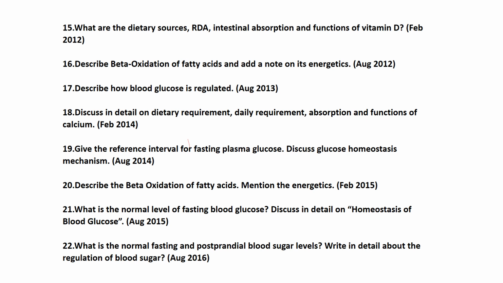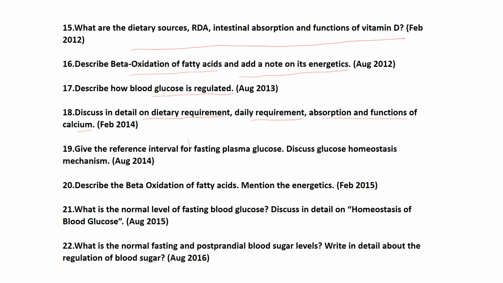So the next question is about what are the dietary sources and RDA and intestinal absorption of vitamin D. This is also repeated. And beta oxidation of fatty acids and note on energetics is repeated. And how blood glucose is regulated is also repeated.